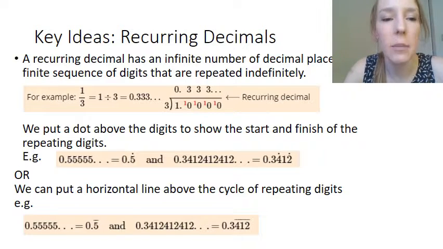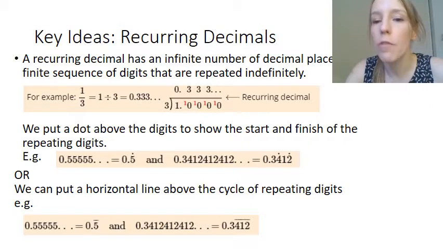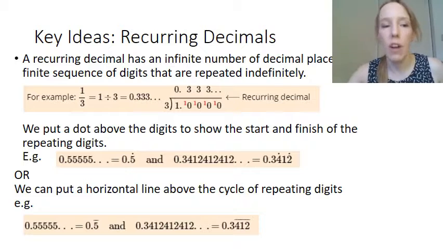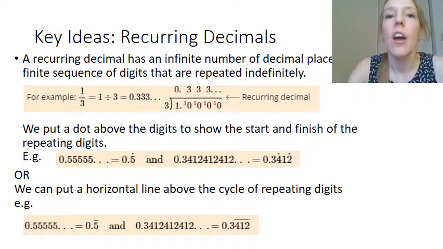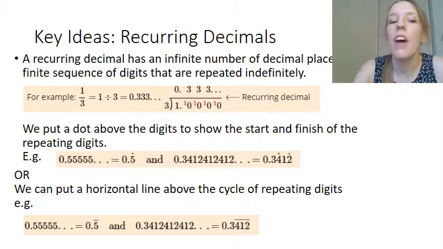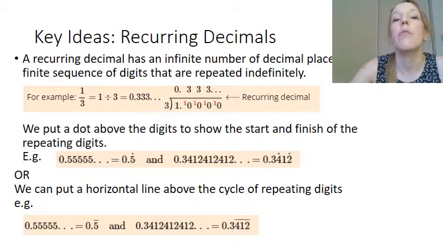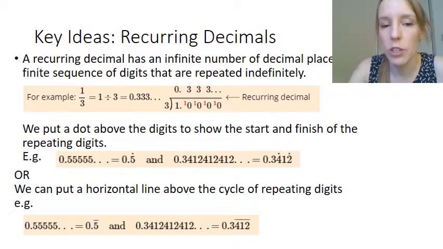Okay, we've also got recurring decimals. A recurring decimal has an infinite number of decimal places, so that means it will go on forever. It has a finite sequence of digits that are repeated indefinitely. For instance, 1/3. If you type 1 divided by 3 into your calculator, you get 0.33333, and that would go on forever.